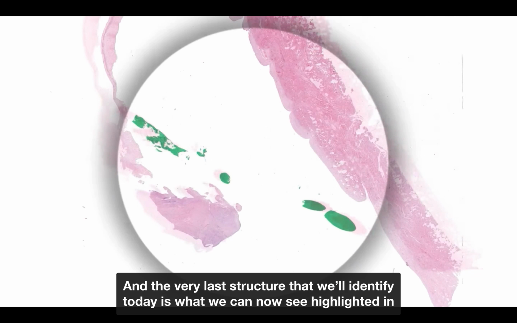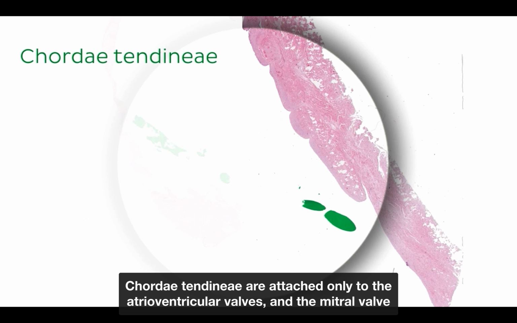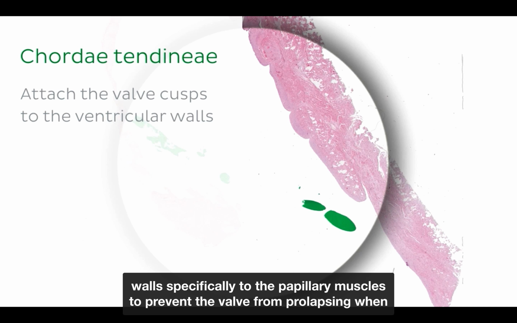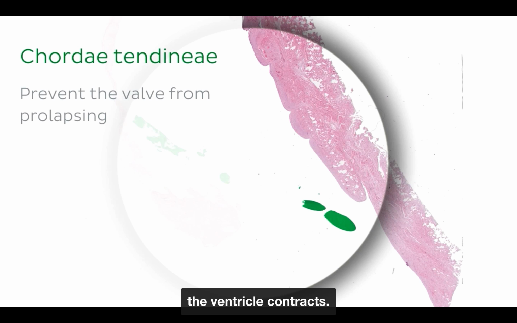And the very last structure that we'll identify today is what we can now see highlighted in green, and this is part of the chordae tendineae. Chordae tendineae are attached only to the atrioventricular valves, and the mitral valve is one of them. And these cord-like structures attach the valve cusps to the ventricular walls, specifically to the papillary muscles, to prevent the valve from prolapsing when the ventricle contracts.